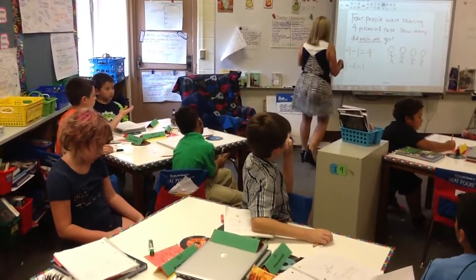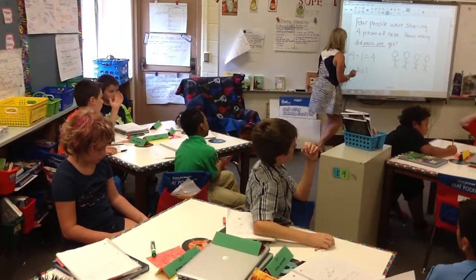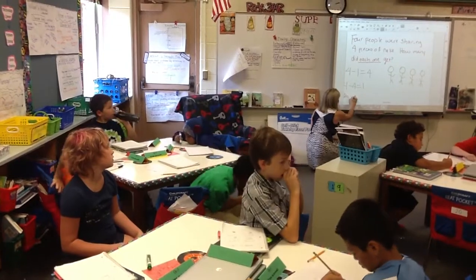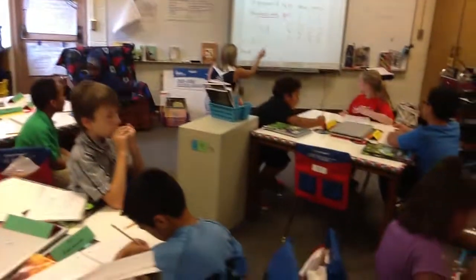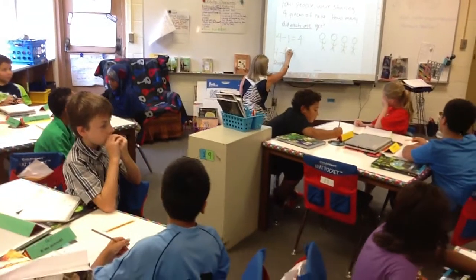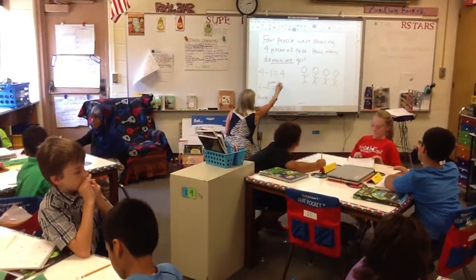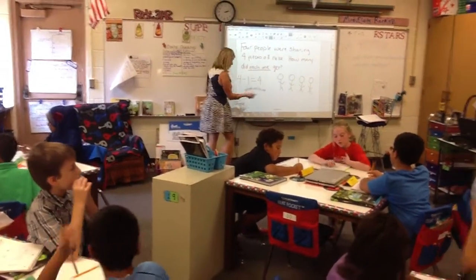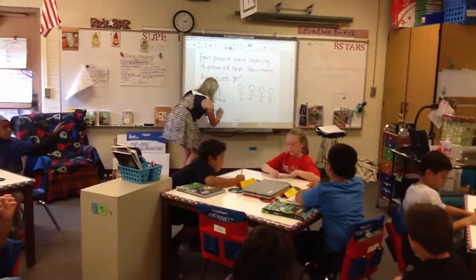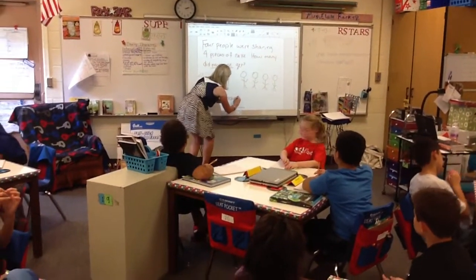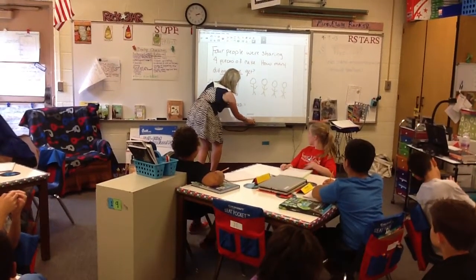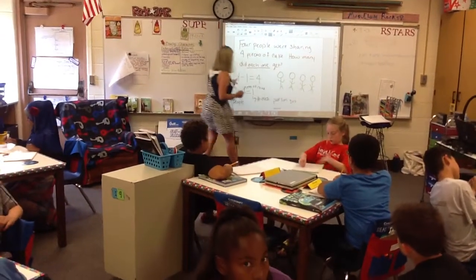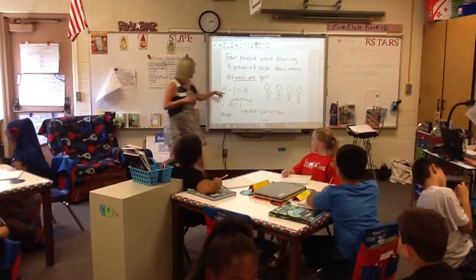Okay, so he says what this is really saying is 4 people, divided by 4 pieces of cake. And so how much should each person get? 1. So this equals the number each person got. Okay, what does this one say then? What does this one say?